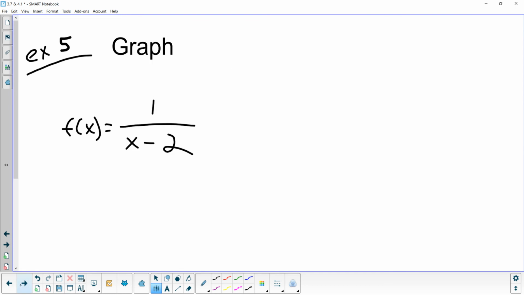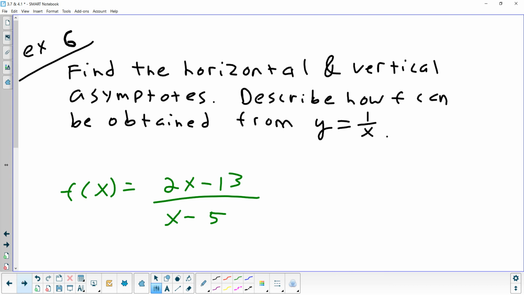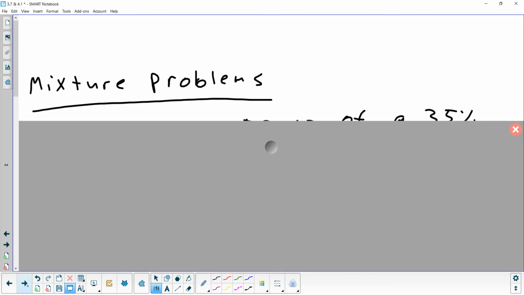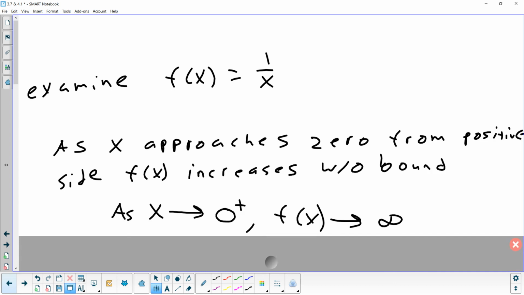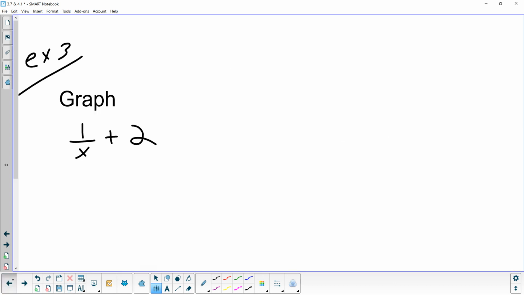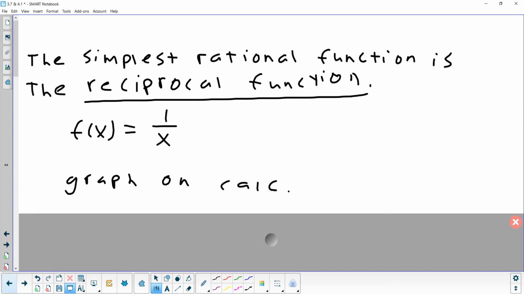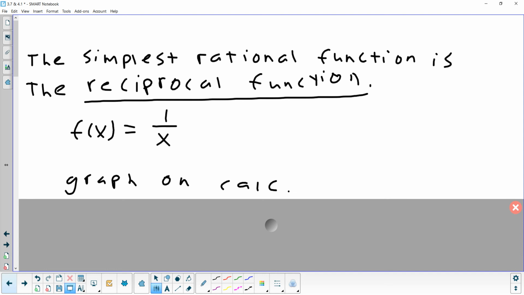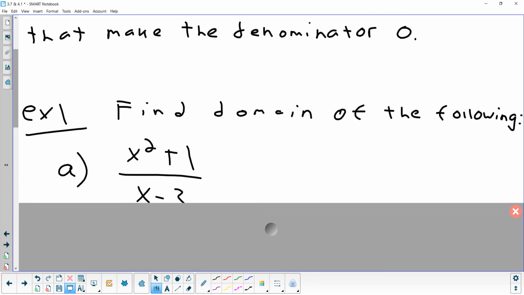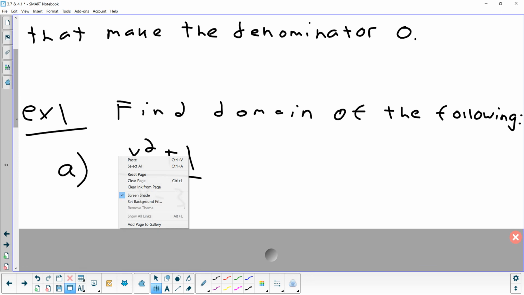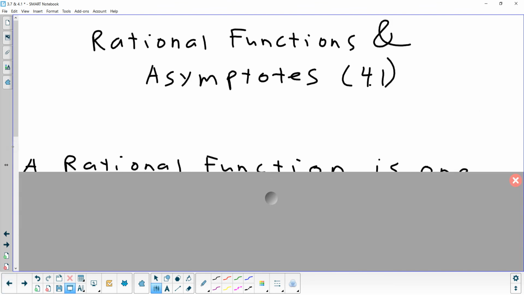Let me show you. That's an example of a rational function. That's another rational function. A rational function is basically when you have a fraction and you have a polynomial in the top and a polynomial in the bottom. Here's another example. That's a quadratic polynomial. That's a linear polynomial. When you divide them, that's called a rational function.